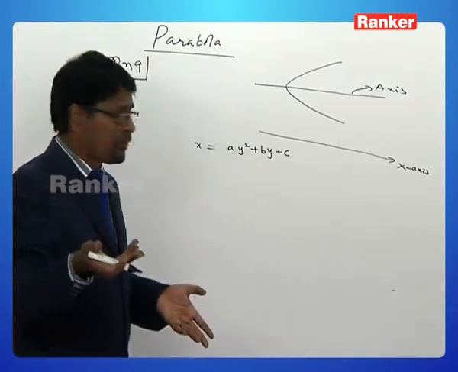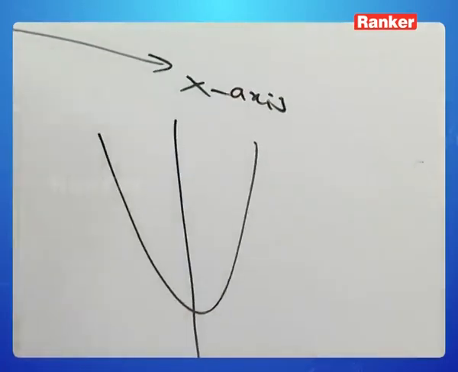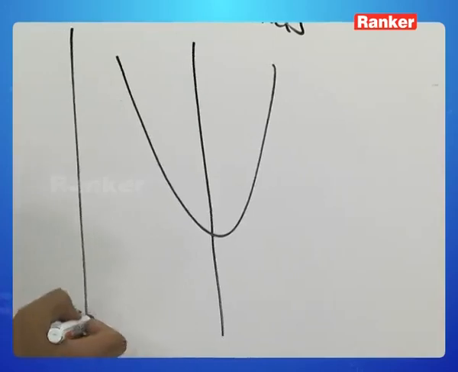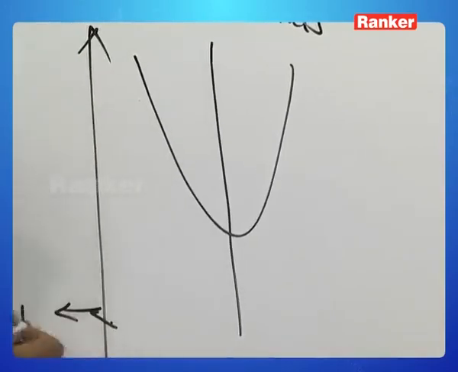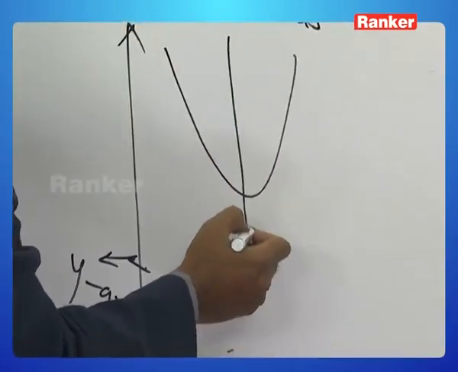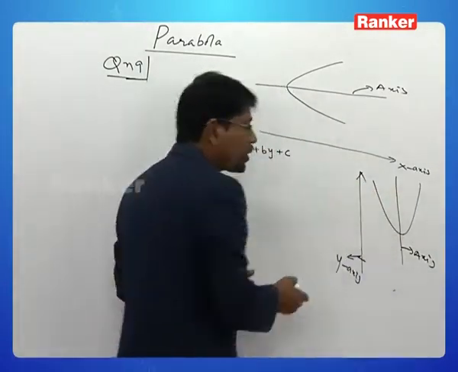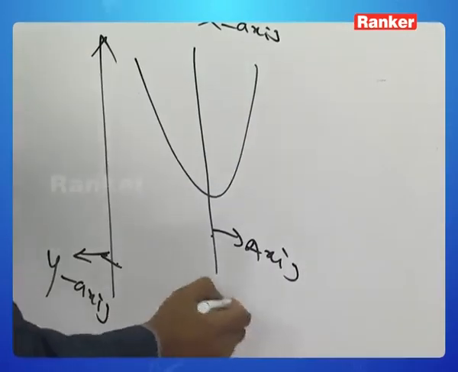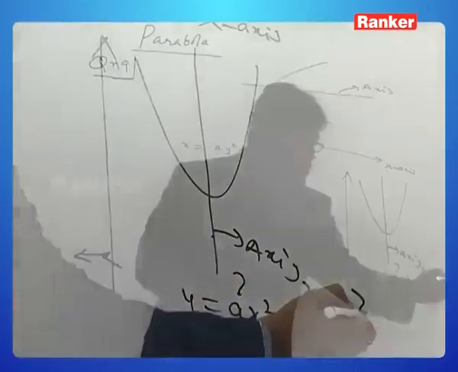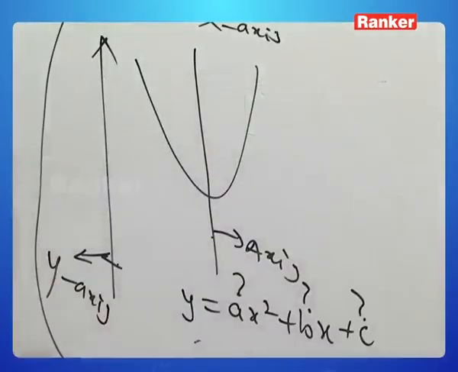Now what if the axis were to be parallel to the y-axis? Then how do you write this? This is our y-axis, and this is the axis of the parabola. If the axis of the parabola is parallel to the y-axis, then the equation of the parabola can be taken as y equal to ax square plus bx plus c. I need to find out this a, b, c using some information about the parabola, but that is just for information.